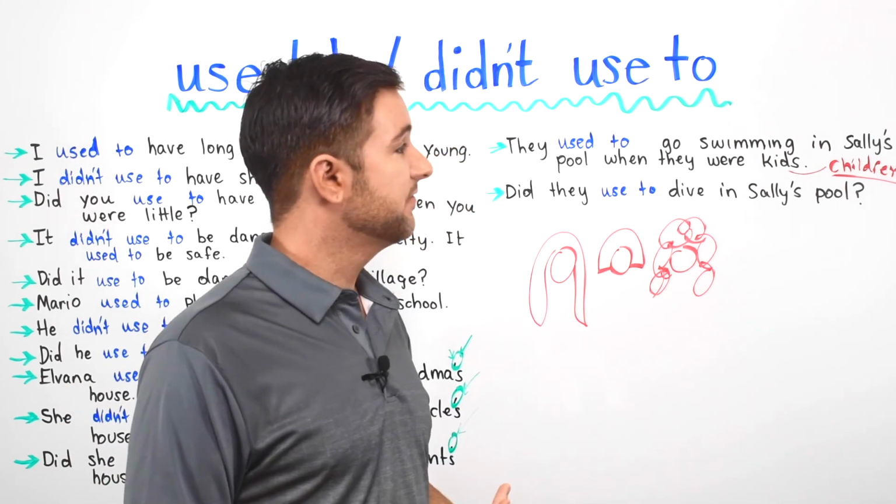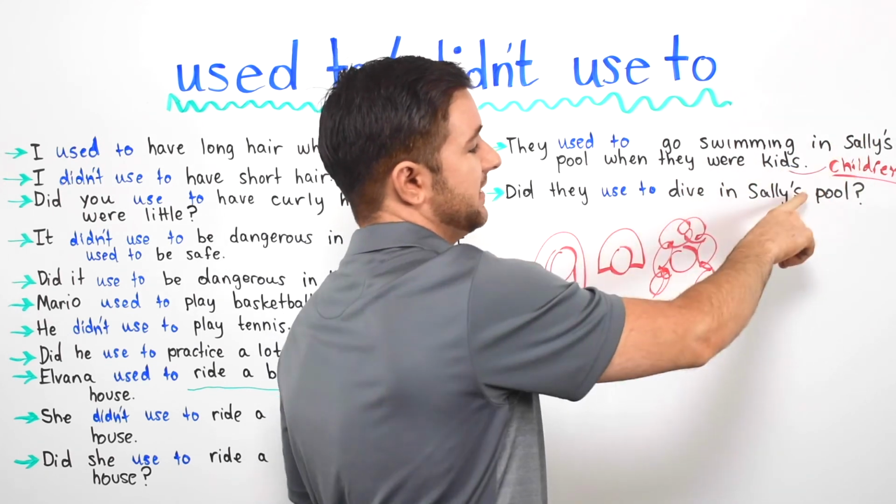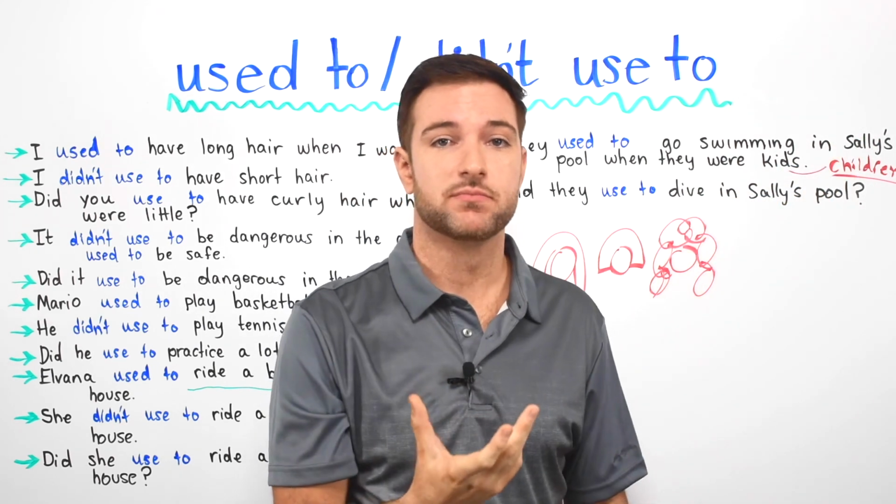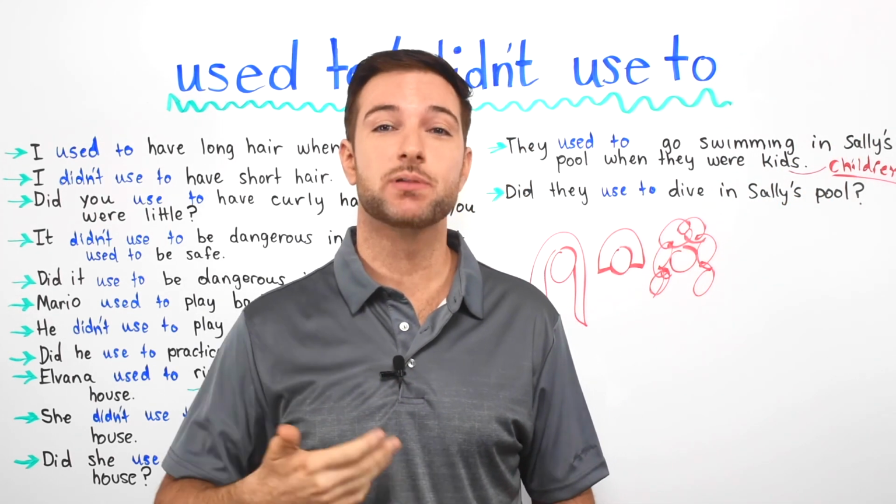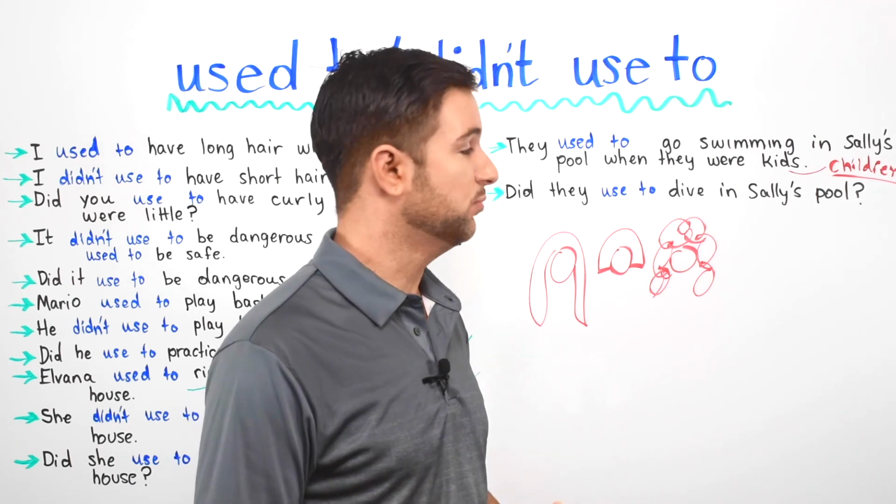Also notice that we have the apostrophe here and here showing possession. It belongs to Sally. It belongs to her. In this case, the pool.